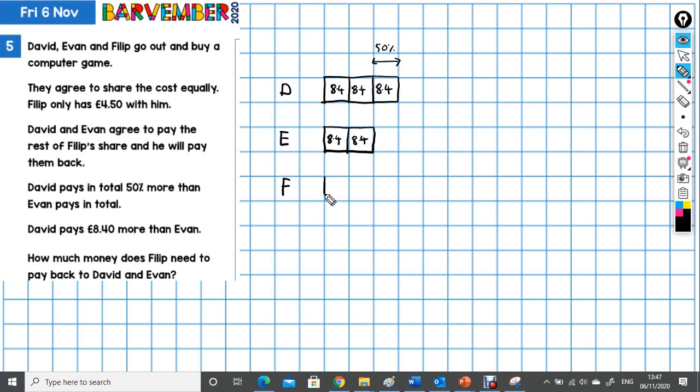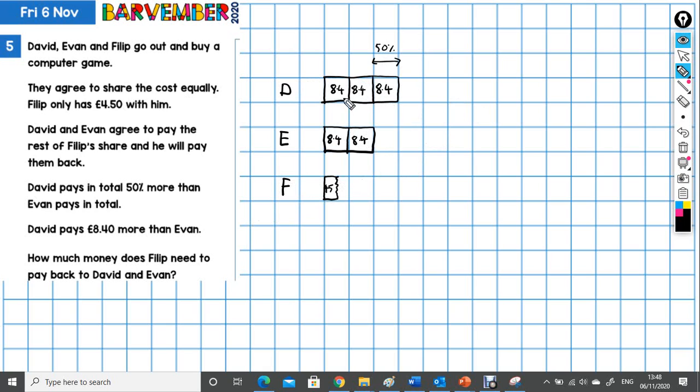And then what do we know about Philip? He's got a smaller block here, and that's £4.50. Okay, so what do we need to figure out? Firstly, we need to find out how much money the computer game cost, and how much Philip owes back to David and Evan. So we need to add all of this up.